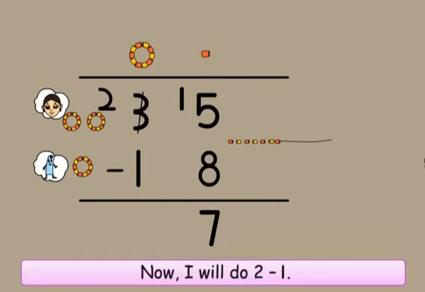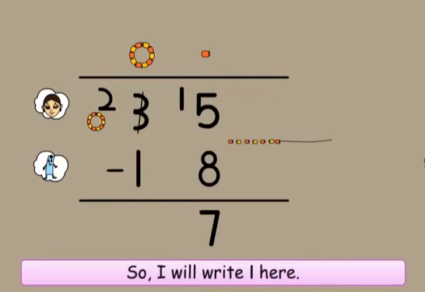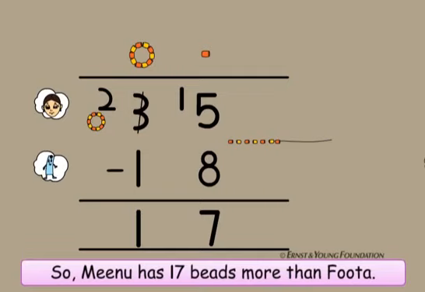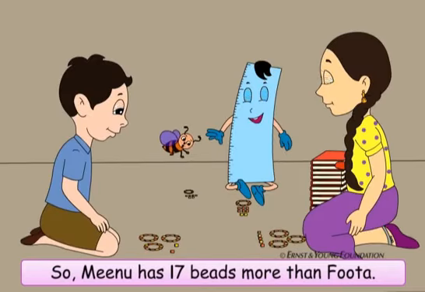Now I will do 2 minus 1. 2 minus 1 is equal to 1. So I will write 1 here. It is 17 beads. So Meenu has 17 beads more than Futta.